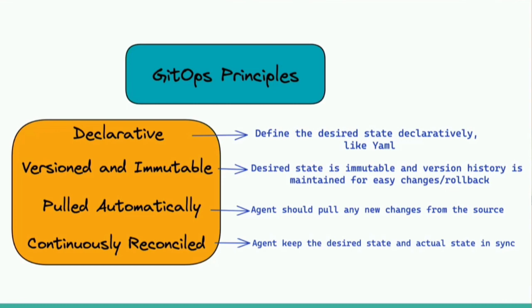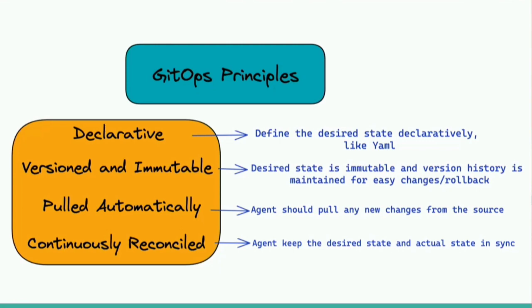Then coming to versioned and immutable, you would like to maintain version history so that you can easily roll back. You can go back to your previous version if your cluster or system breaks. If there is some break in the cluster or if something goes wrong in your infrastructure, you would be easily able to roll back. Now, coming to pulled automatically, the agent should pull any new changes from the source automatically.